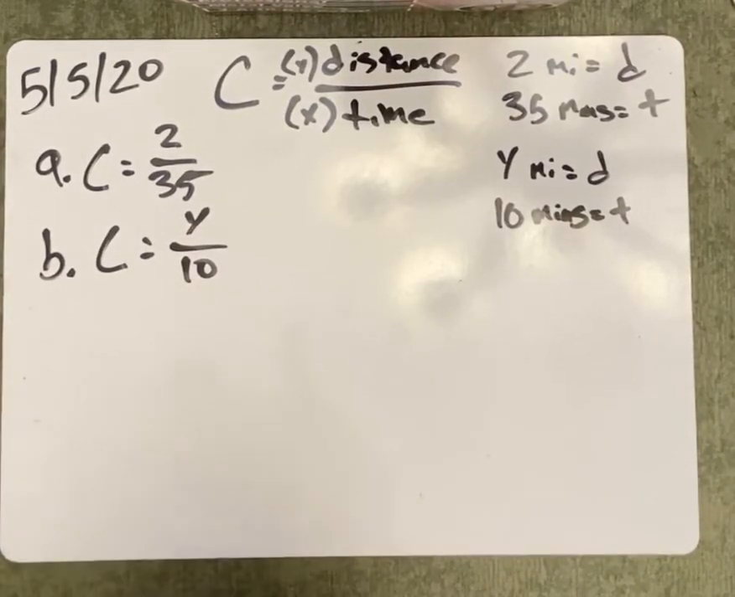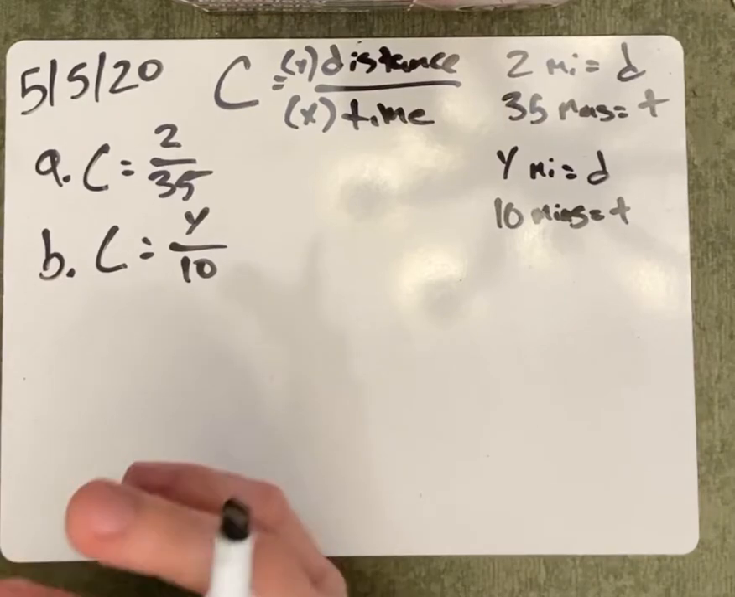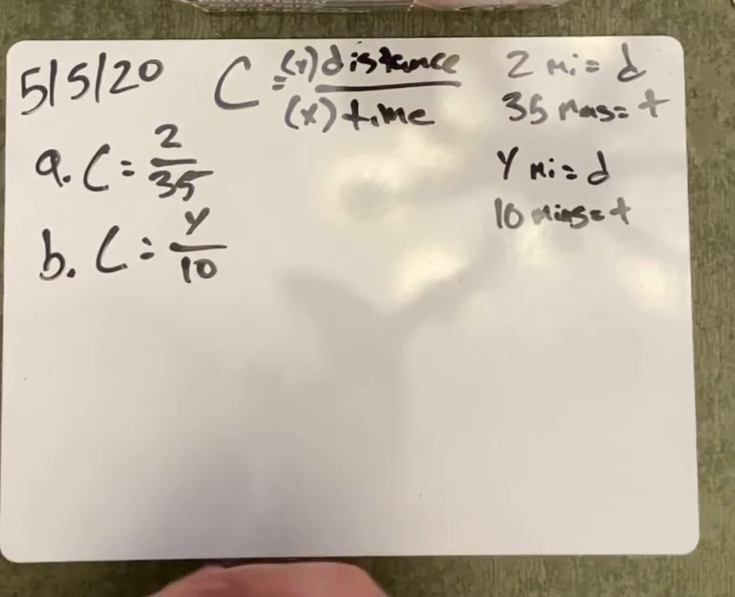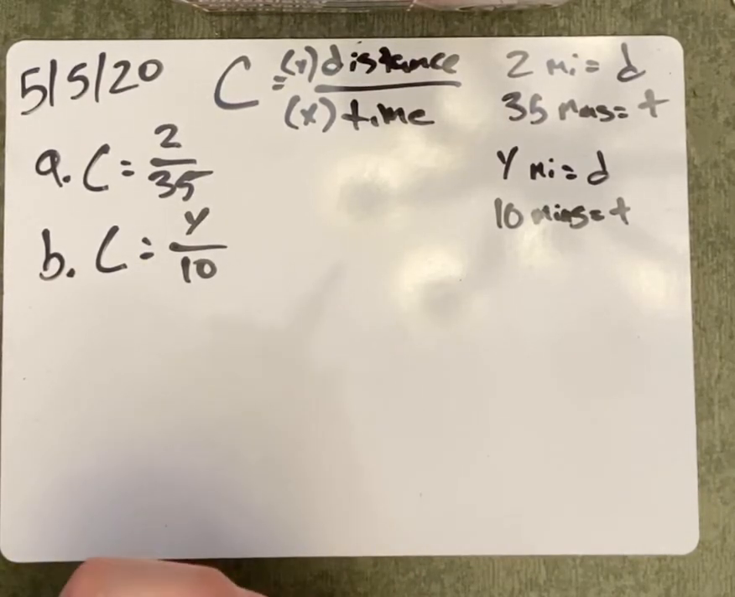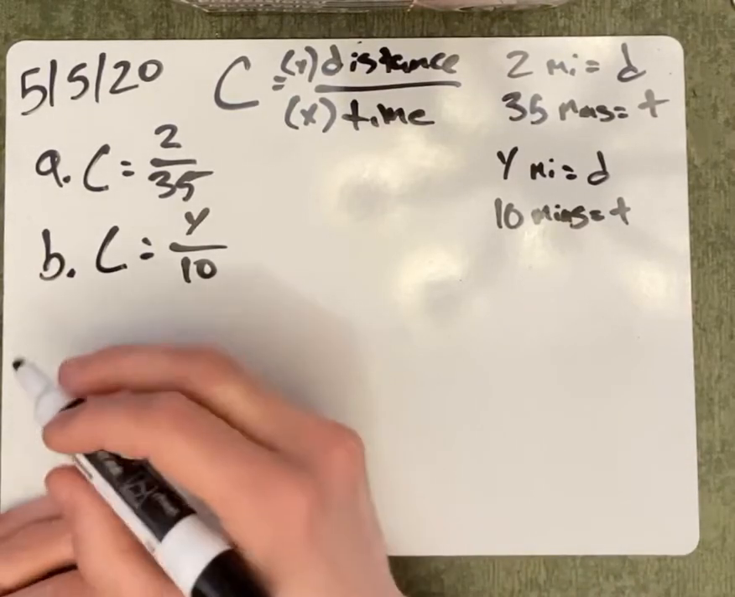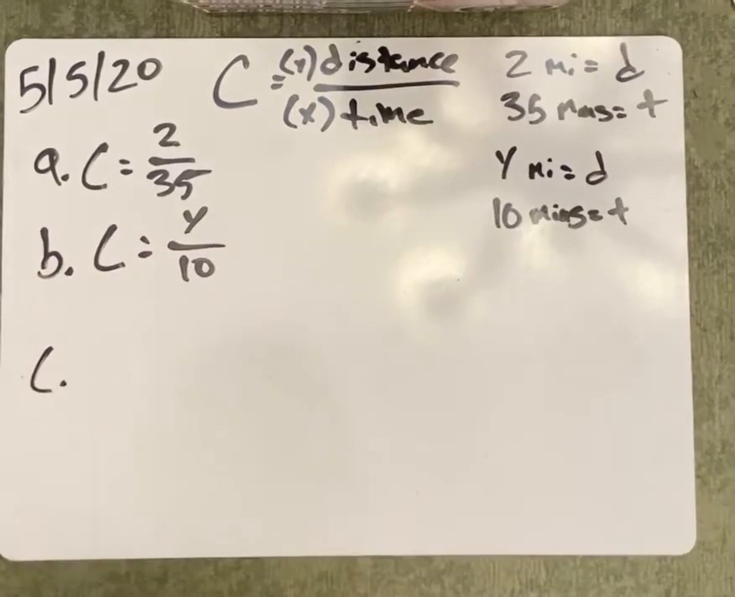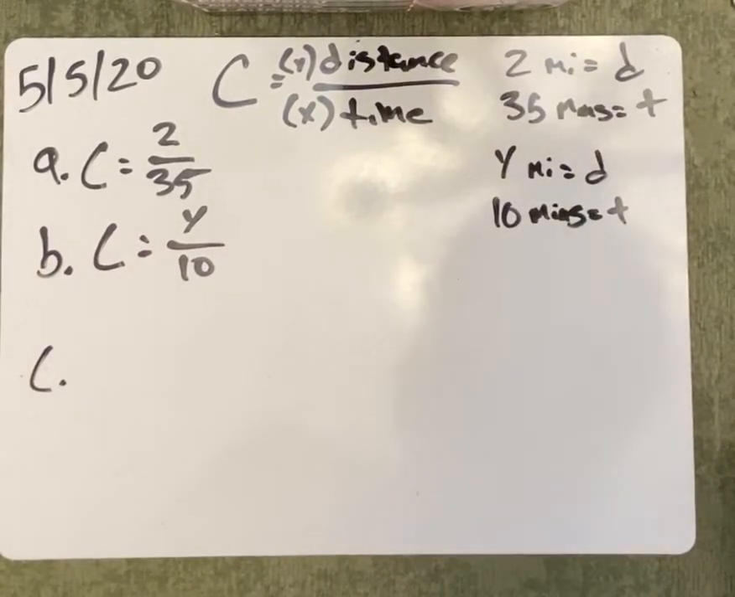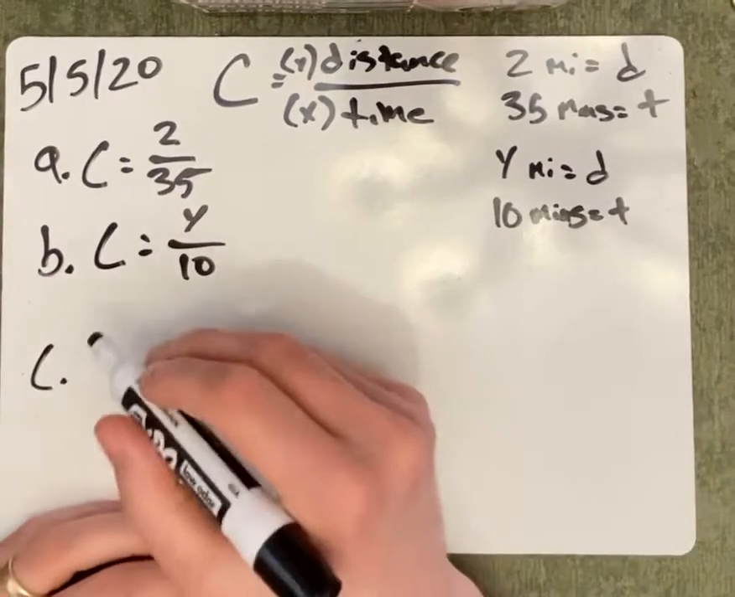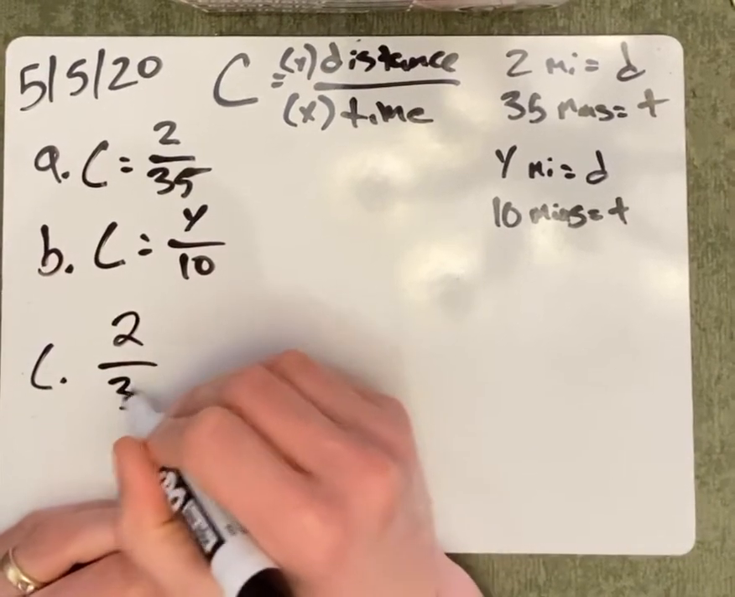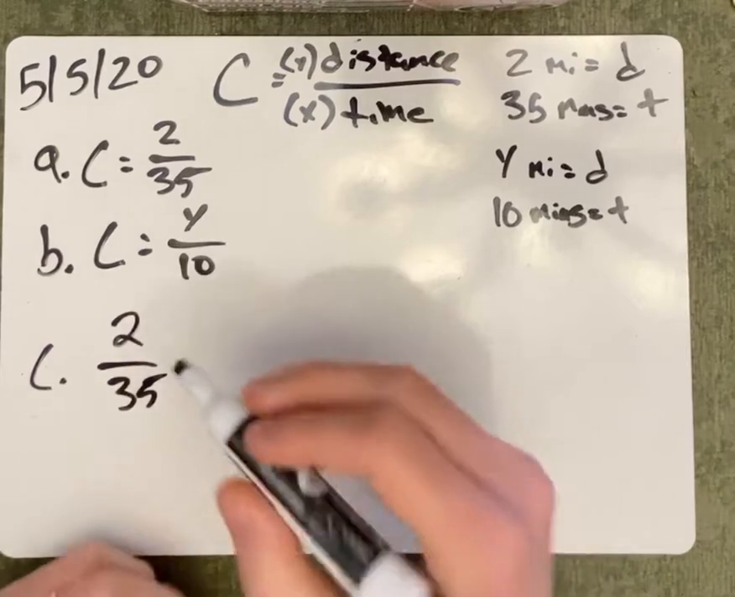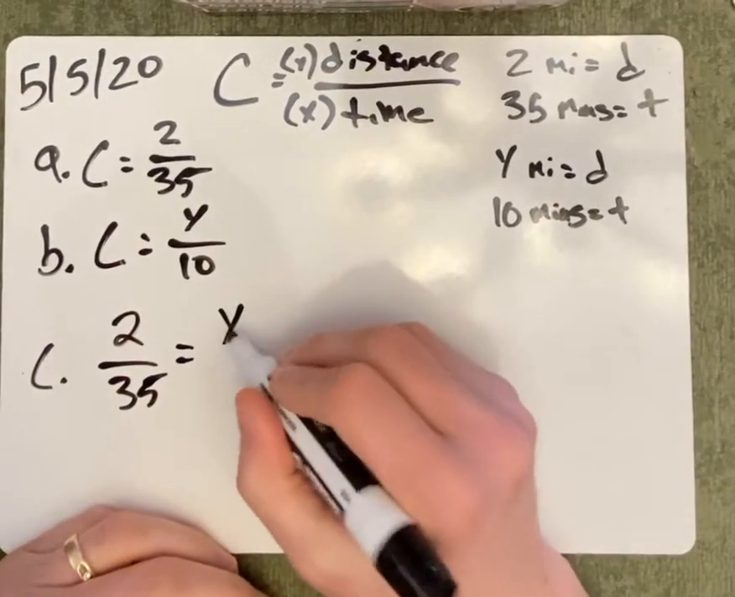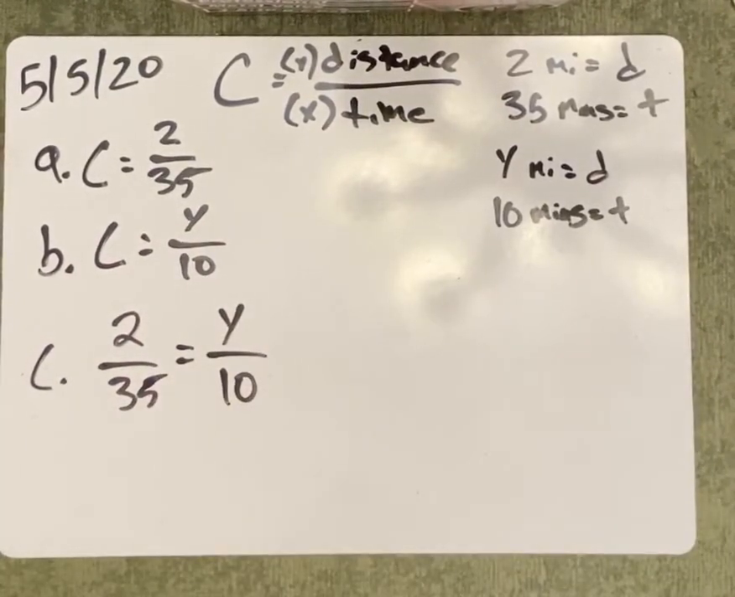Part C, write and solve a proportion using the fractions from part A and B to determine how many miles she walks after 10 minutes, okay? So remember, proportion, since we're making a proportional relationship, we're setting it equal to each other. So, 2 over 35 equals Y over 10. Okay?